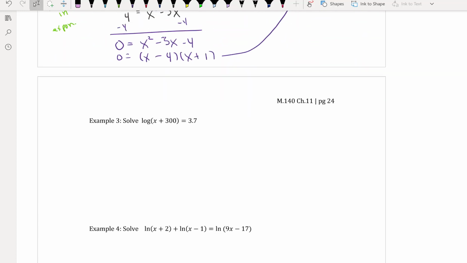Now, for example number 2, I'm looking at this and I'm like, okay, well, I have a single log. When I have a log of x and there isn't a base, the base defaults to be base 10.